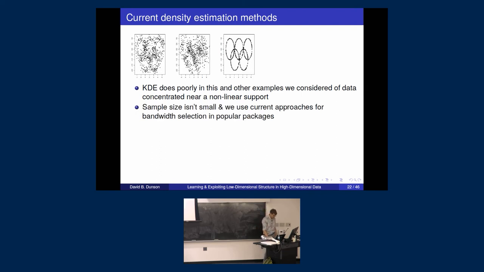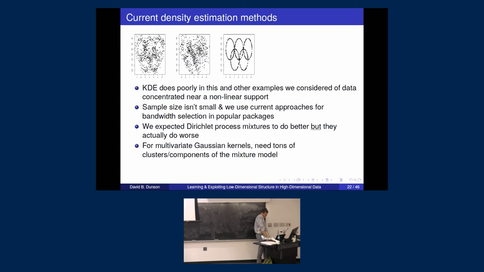The sample size isn't small. We use current approaches for bandwidth selection, et cetera, kind of state of the art, and the things did really bad, and these are really low dimensional problems, but with nonlinear structure. And so a big issue is that for multivariate Gaussian kernels, we need tons of components in the mixture model to do well, and something like this, it's just not going to do very well.